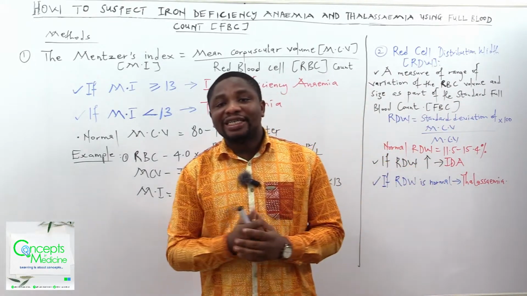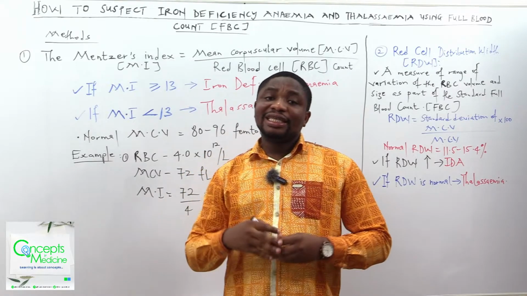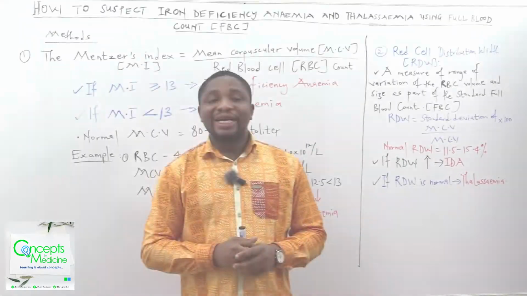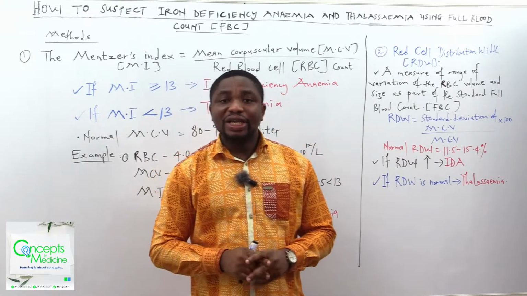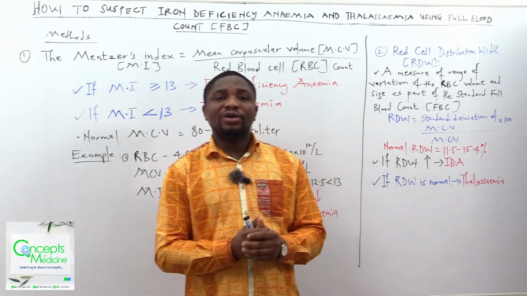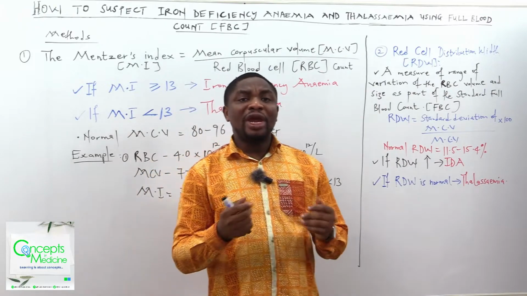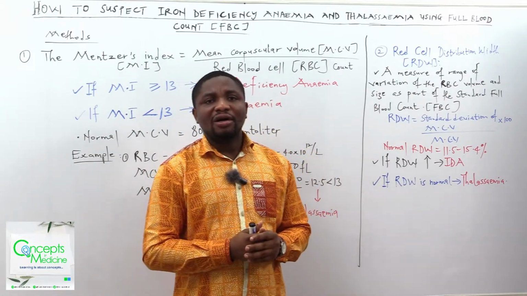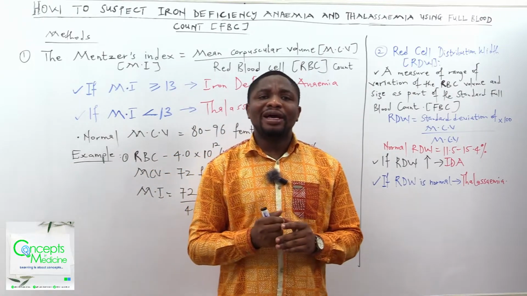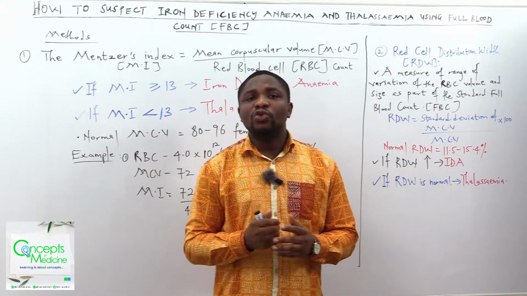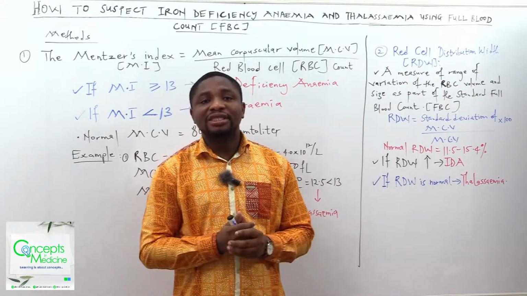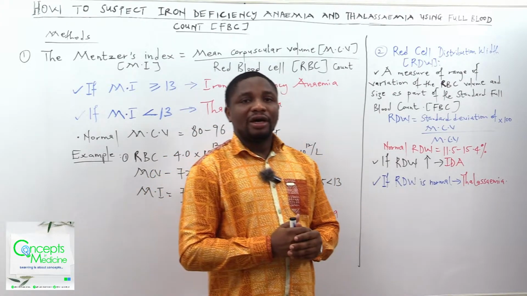Now, let's move ahead and look at the second method. And the second method is what we call the red cell distribution width, RDW. And you should know that the RDW is a measure of the range of variation of the red blood cell volume and size as part of the standard full blood count or complete blood count.